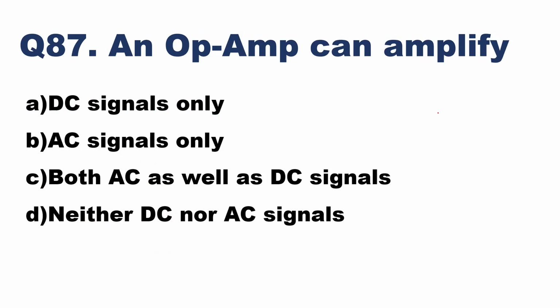Question number 87. An operational amplifier can amplify. Options are DC signals only, AC signals only, both AC as well as DC signals, neither DC nor AC signals. Now, one specialty of op-amps. We have studied the 741 op-amp. One specialty was that it can amplify both AC as well as DC signals. So, option C will be the right answer, that it can amplify both AC as well as DC signals.